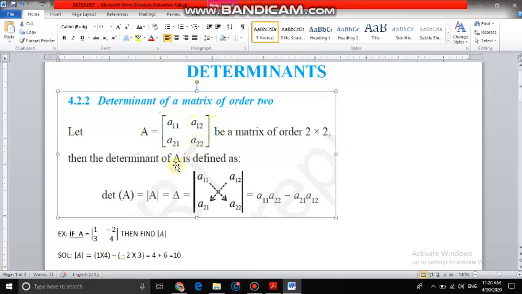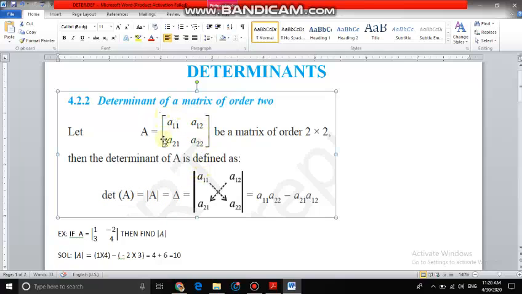So here I have taken the matrix A: A11, A12, A21, A22. The determinant of matrix A I denote with det A in the open bracket, or within the bars I put A or delta. These are the notations for writing the determinant of a matrix A. Now, how do you find the determinant of matrix A?